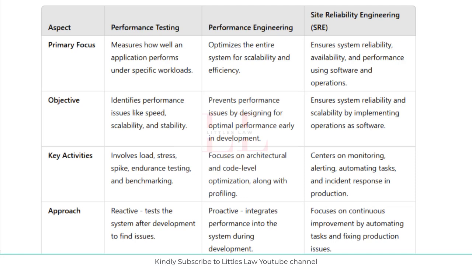So what is the key activity? It centers on monitoring, alerting, automating tasks, and handling incident responses in a live production environment. So the SRE focuses on keeping the system reliable and stable after it is deployed. Okay. So coming back to the example, suppose your social media app that you have launched is going live with millions of active users. The SRE team is responsible for making sure the system stays up and performs reliably.